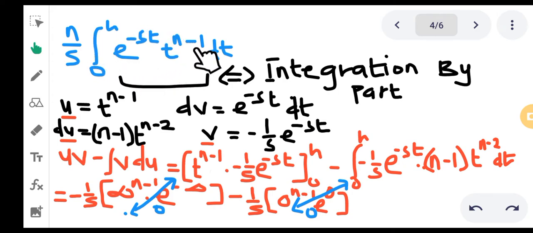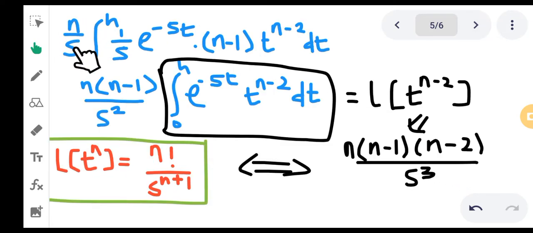So the whole of this approaches 0, and we only remain with this. So the n over s will multiply through this. So just factorize n minus 1 out. So that's what I've done here. The n minus 1 is a constant, so it will come out and multiply n, giving n times n minus 1 all over, then the s will multiply s, and you are getting s squared. So integral from 0 to infinity e exponent minus st, t exponent n minus 2 dt. So we are resulting in this.